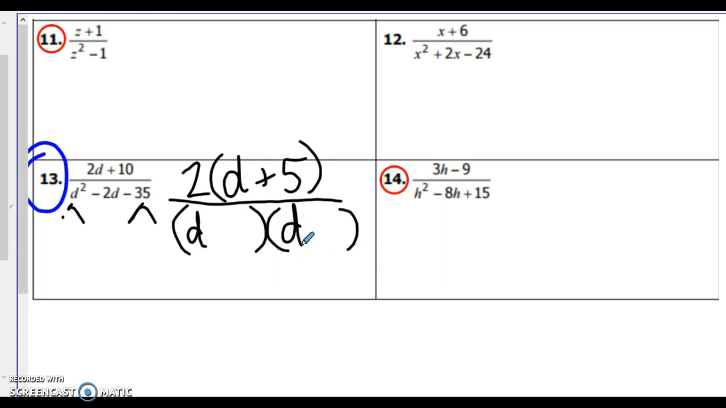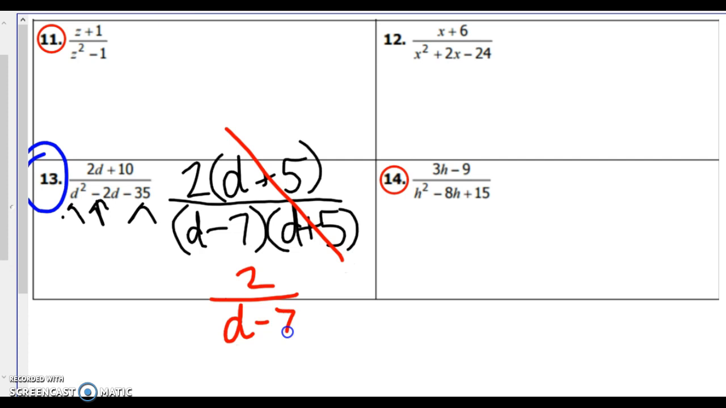D and D. And what multiplies to give me 35, but adds to give me -12? So 35... I think 7 and 5. Now, which one has to be the negative? The 7 has to be negative because it's an overall loss of 2. There we go. Oh, and hey, there was a hint on the top. So, does anything simplify out? You bet. I've got 2 over D minus 7. And done.